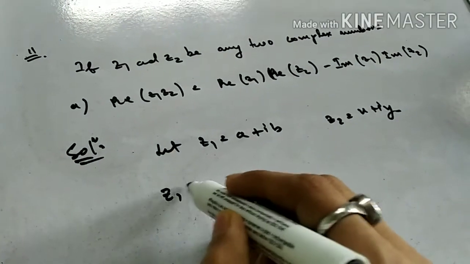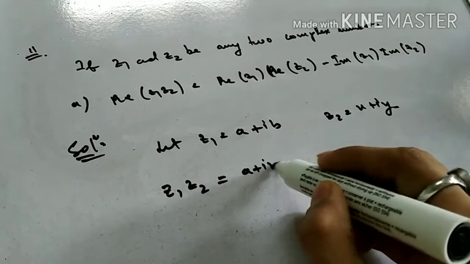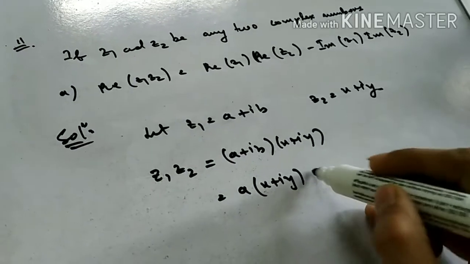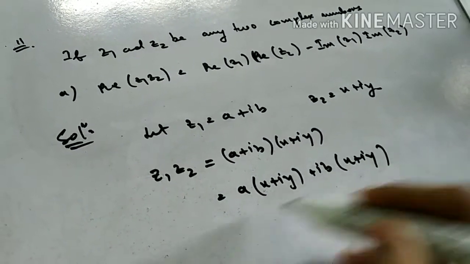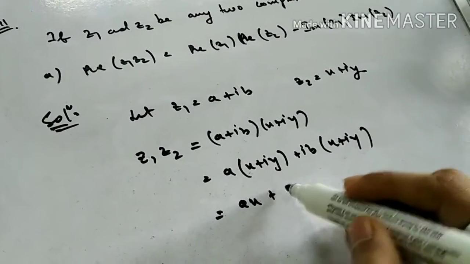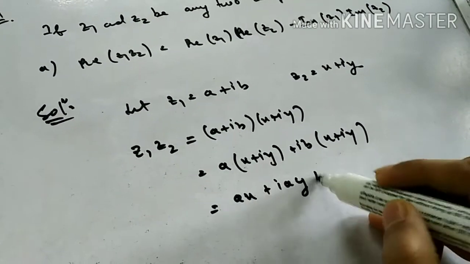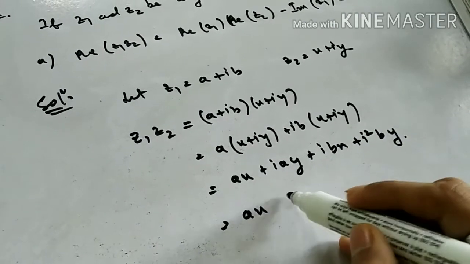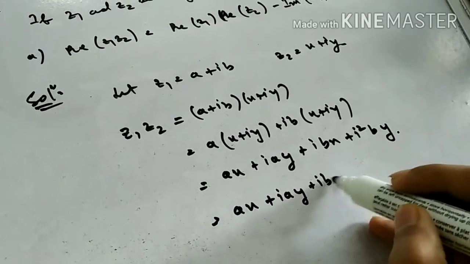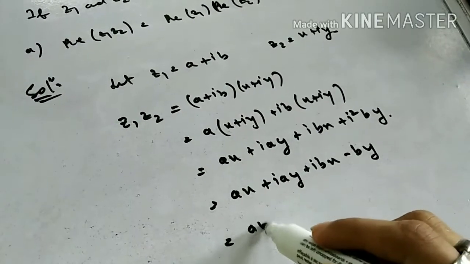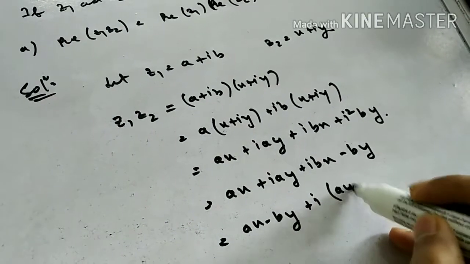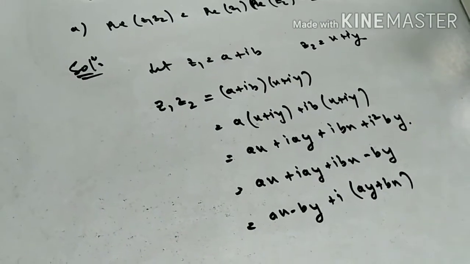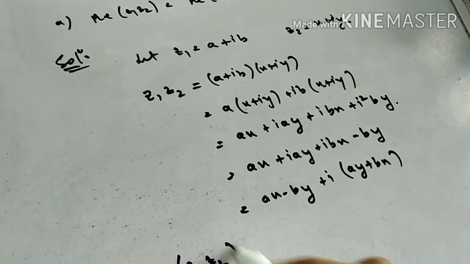Okay, now we will do Z1 into Z2. So a plus ib into x plus iy. So this is a(x plus iy) plus ib(x plus iy), which is ax plus iay plus ibx plus i square by. So ax plus iay plus ibx minus by. So ax minus by plus i(ay plus bx). This is Z1 Z2. Now Re(Z1 Z2).